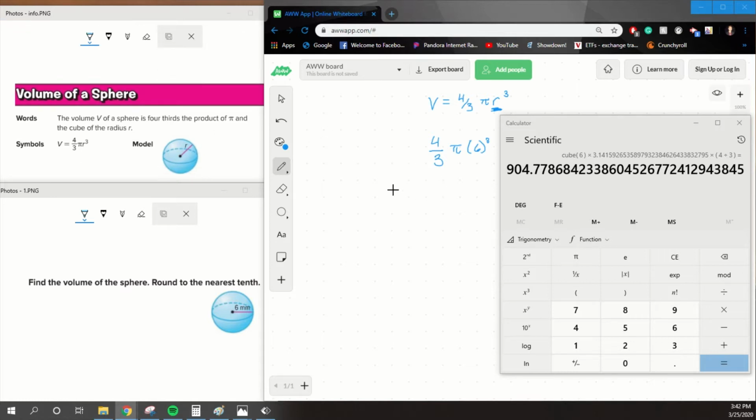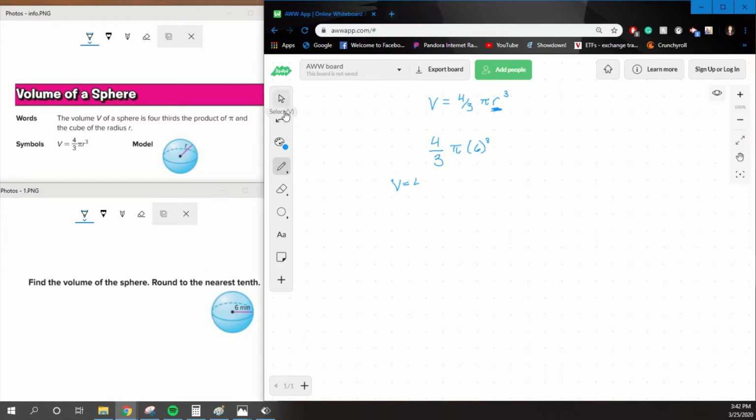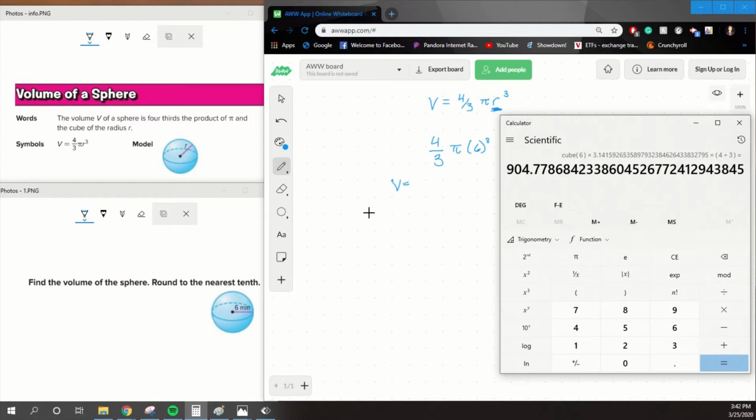So this volume is going to be equal to 400, not 400, sorry. What our calculator said there, 904.8. Don't forget your units. We have our units of millimeters right there. So it's millimeters cubed. Because again, we're talking about volume, and whenever you're talking about volume, you have to remember to cube your units.